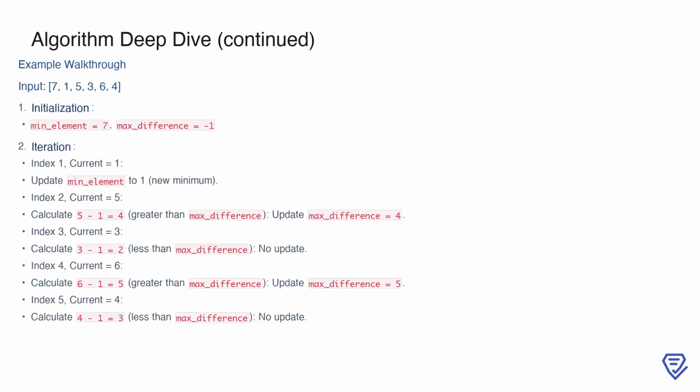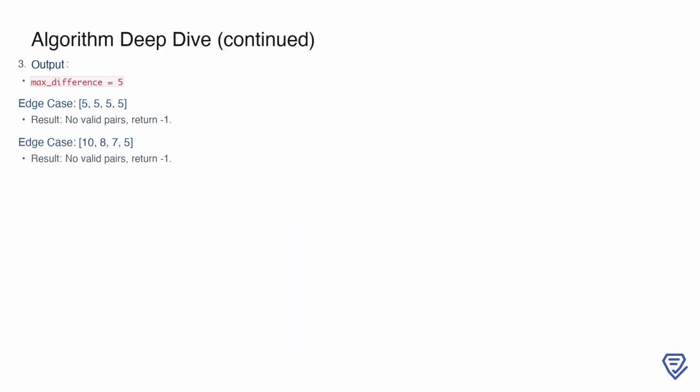Finally, at index 5, the current element is 4. The difference between 4 and min_element, 1, is 3, which is less than max_difference, so no update is made. By the end of the iteration, max_difference is 5. The final output for the example array 7, 1, 5, 3, 6, 4 is 5, as this is the largest difference between increasing elements in the array.